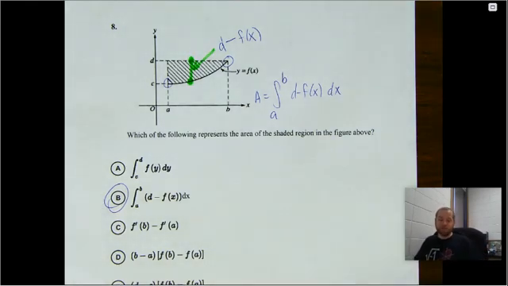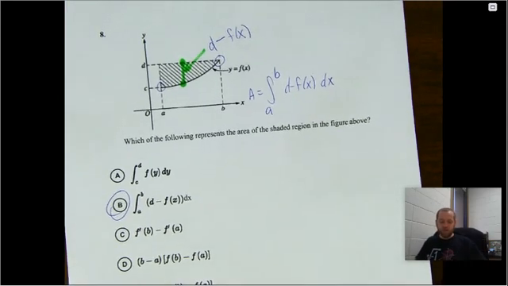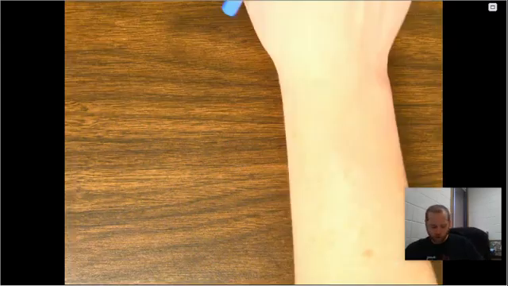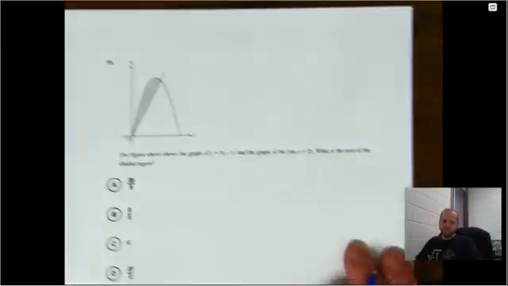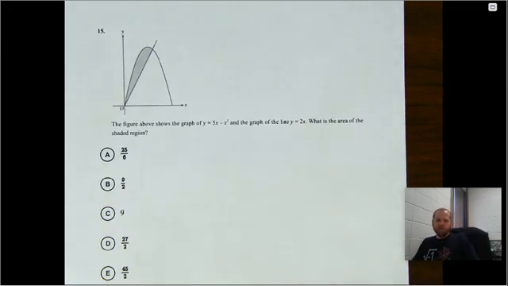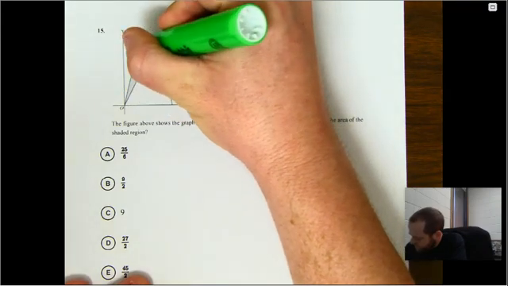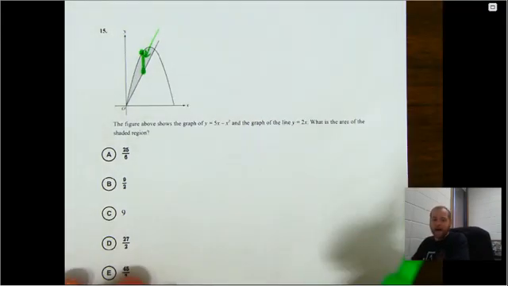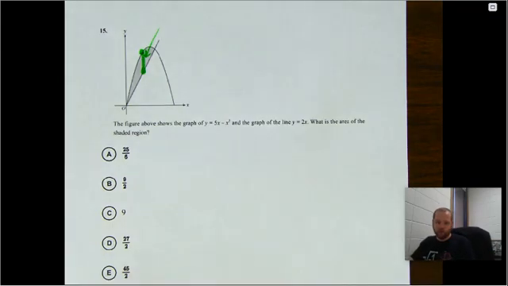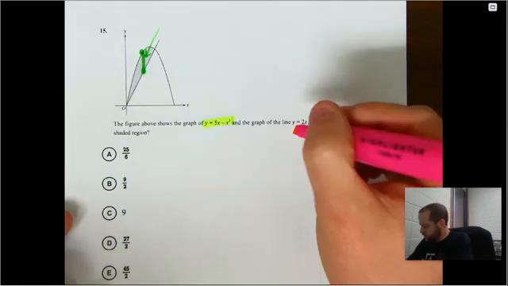Now, sometimes those we hope to get on the exam, not really any calculation. You're just trying to see how to actually find it. Well, sometimes they're not so nice. Take this one, for instance. The figure above shows a graph. We have two different graphs, and they want to know the area. I still know that I have a length. But now they didn't label which function was which.